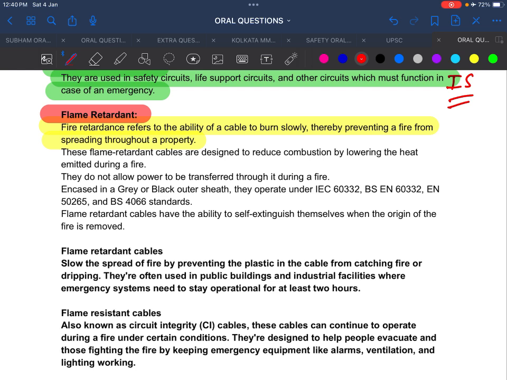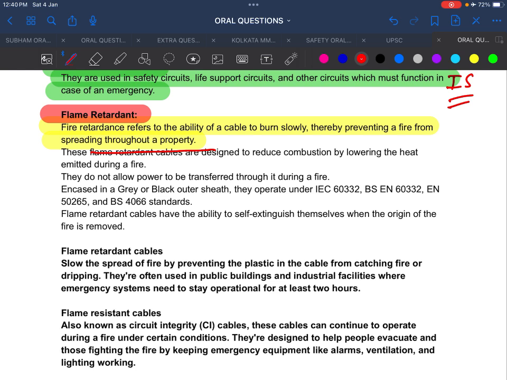But due to this, we are not using it in the emergency circuits. This flame retardant cable is not used in the emergency circuit because it burns slowly and it can discontinue the supply, and there may be chances of danger. So flame retardant cables are cables which can burn slowly and prevent a fire from spreading through a property. The flame retardant cables are designed to reduce combustion by lowering the heat emitted during the fire.